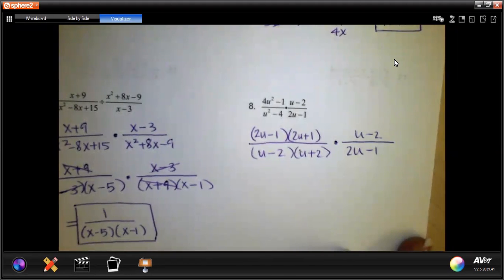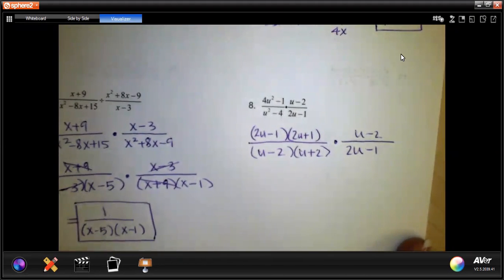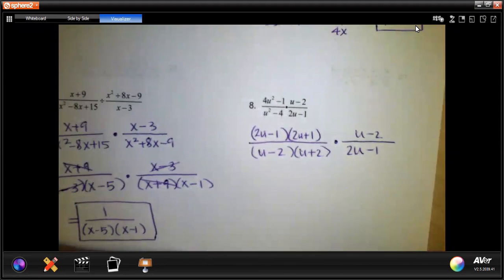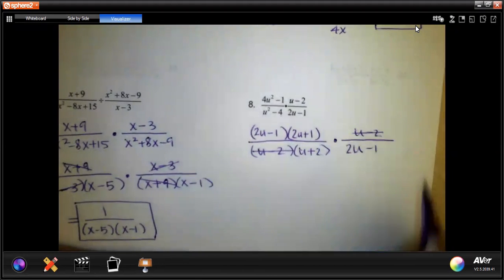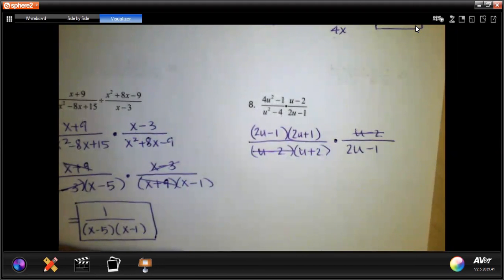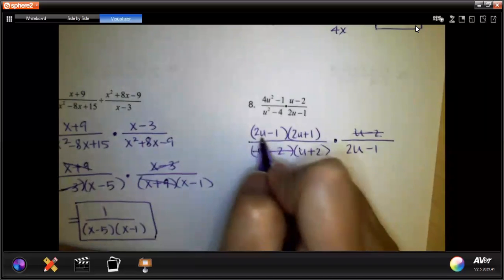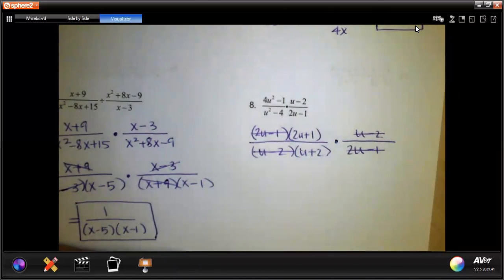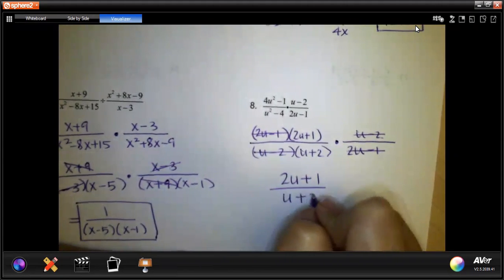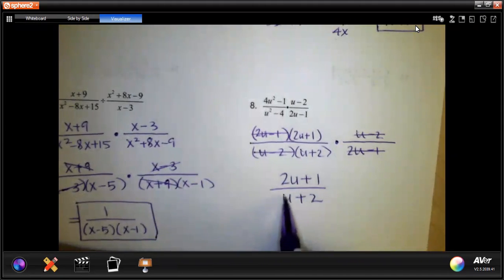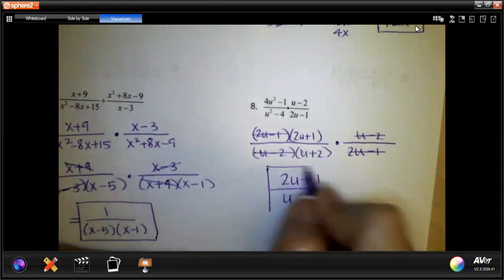Now we're ready to do our multiplication. So we find if anything can cancel in the numerator and the denominator. I've got a u minus 2 and a u minus 2 there, so that cancels. I've got a 2u minus 1 and a 2u minus 1 here, so that cancels. Nothing else will cancel, so I'm left with 2u plus 1 over u plus 2. Again, you cannot cancel these u's because we've got that plus there, and that would break order of operations.